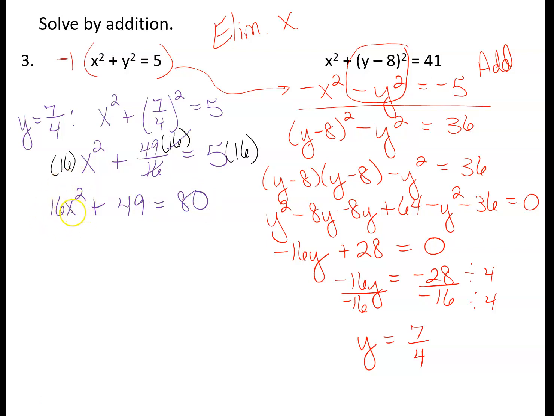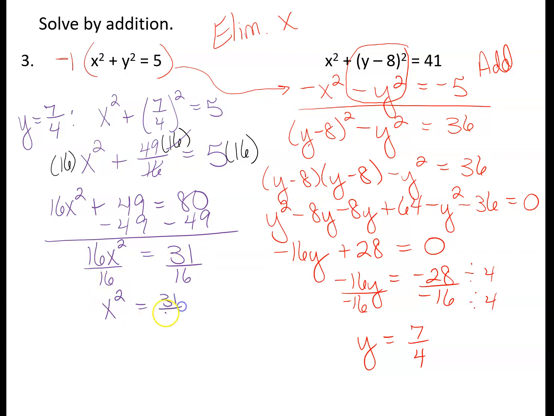Now I've got an x squared, so it's quadratic, but these are both constants, so I could solve by square root method and try to isolate my x squared. That would probably be the best choice. So I'm going to subtract the 49, which is going to give me 31. I still want to keep isolating, so I'm going to divide by 16. So x squared is 31/16. Not a very nice number, but sometimes you're going to get fractions.